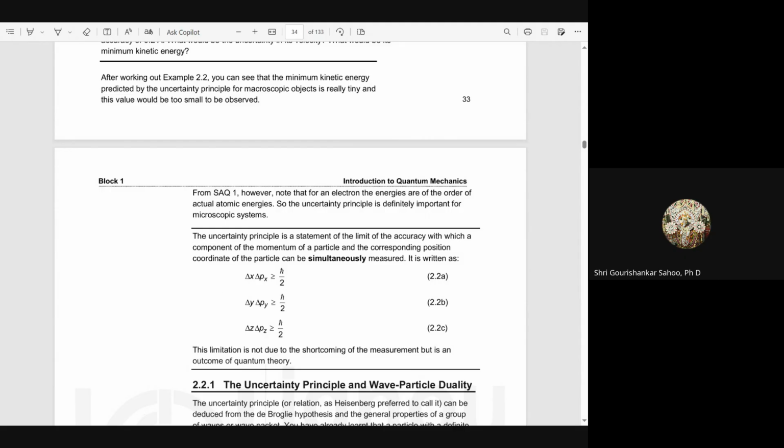So the uncertainty principle is a statement of the limit of accuracy with which a component of momentum of a particle and the corresponding position coordinate of the particle can be simultaneously measured. For measurement, you need a light, maybe in visible range, or in X-ray range, or in microwave range, or in ultraviolet range. So when you measure it, if you measure the momentum accurately, then its position is not accurate. If you measure the position accurately, then there is error in measurement of momentum. And the product of del x del p is greater or equal to a constant, that is h cross by 2.